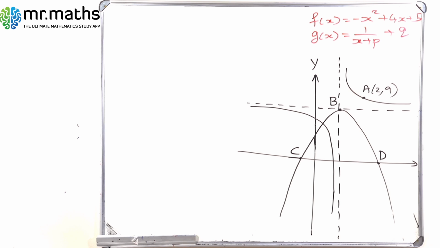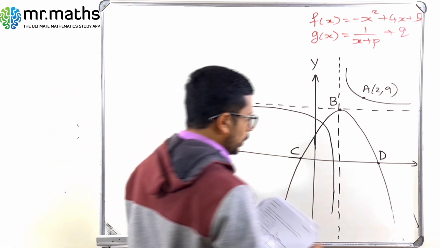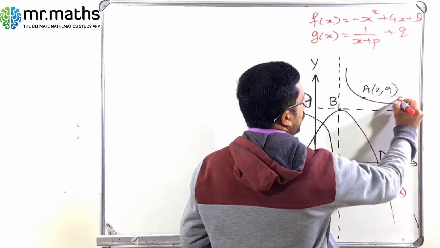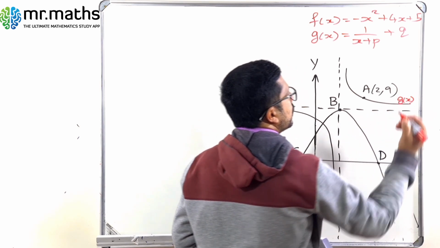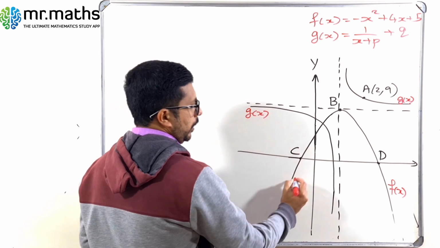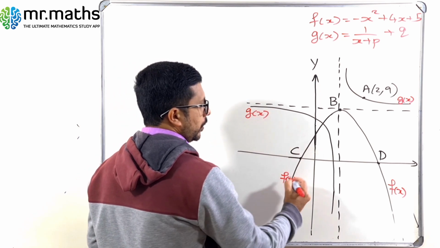B is the turning point of f. So also it is given that B is the turning point of f of x. So which one is f of x graph? This parabola is f of x graph and this hyperbola is g of x. So this is g of x and this one is f of x.